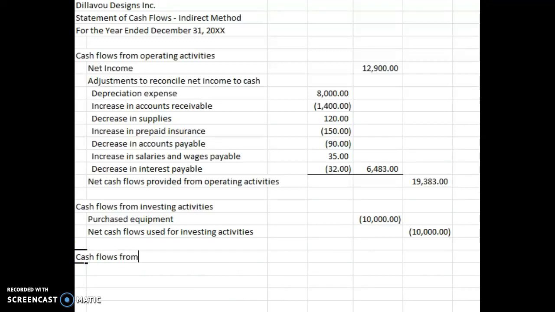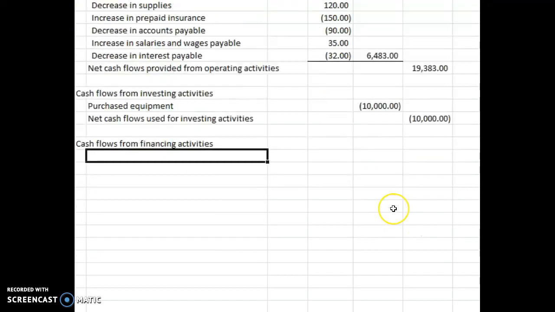So cash flows from financing activities, okay? So we've taken care of all of our current assets and current liabilities in the operating section. We've taken care of long-term assets and investments in the investing activities. Now we're going to deal with long-term liabilities and equities in the financing section. Okay, let me scroll this up so we can see it a little bit better.